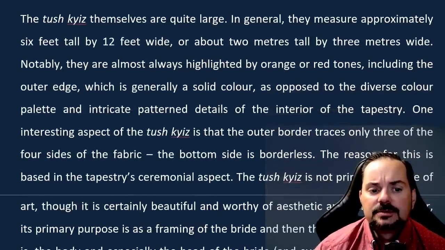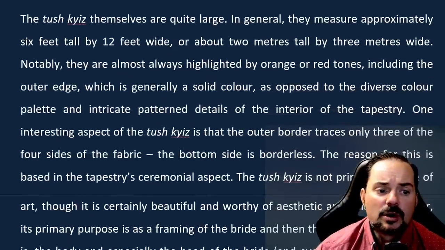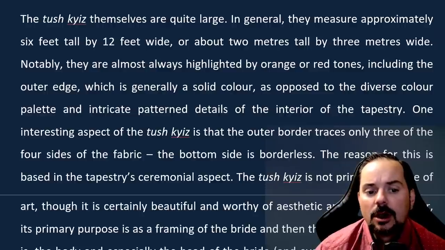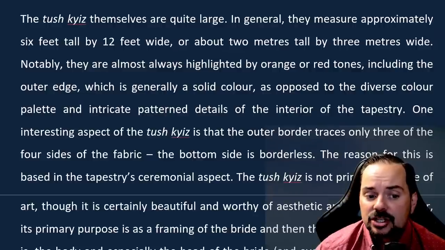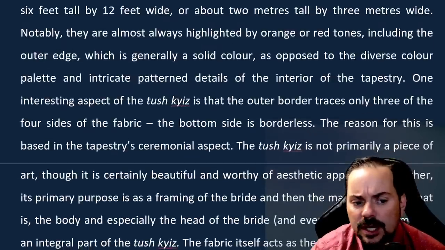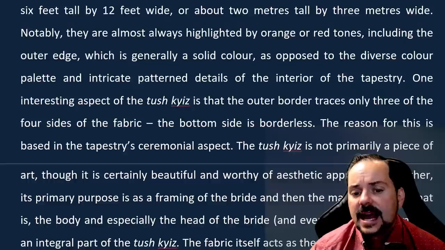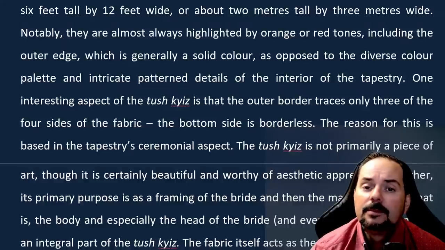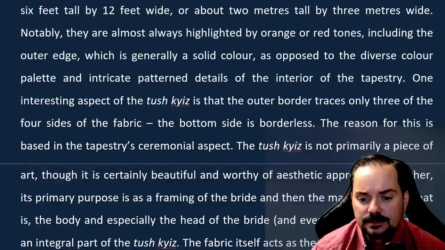The tush kiz themselves are quite large. In general, they measure approximately 6 feet tall by 12 feet wide, or about 2 meters tall by 3 meters wide. Notably, they are almost always highlighted by orange or red tones, including the outer edge, which is generally a solid color, as opposed to the diverse color palette and intricate pattern details of the interior of the tapestry. One interesting aspect of the tush kiz is that the outer border traces only three of the four sides of the fabric. The bottom side is borderless.